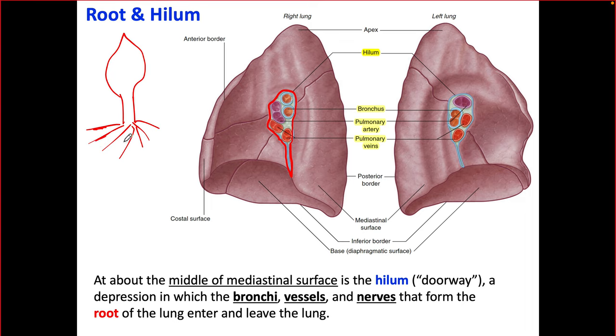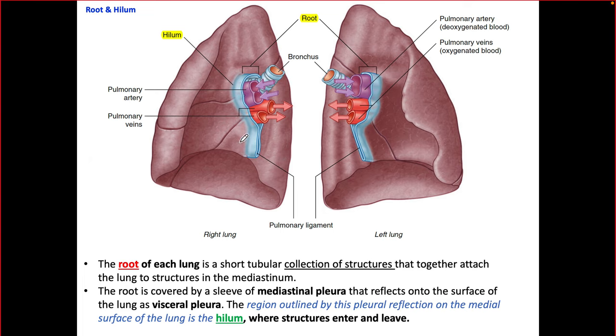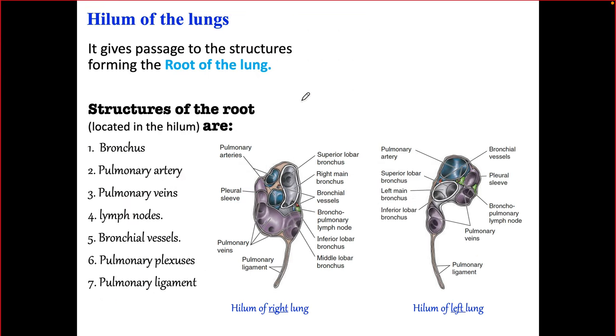So roots are structures. These structures form the root of the lung, right? We'll talk about it more. So, yes, now we know this is the hilum, the entrance of the lung, either on the right or on the left, and these are the structures located in the hilum, passing through the hilum to the lung, forming the root, which is a collection of structures, as I mentioned, and we already mentioned that.